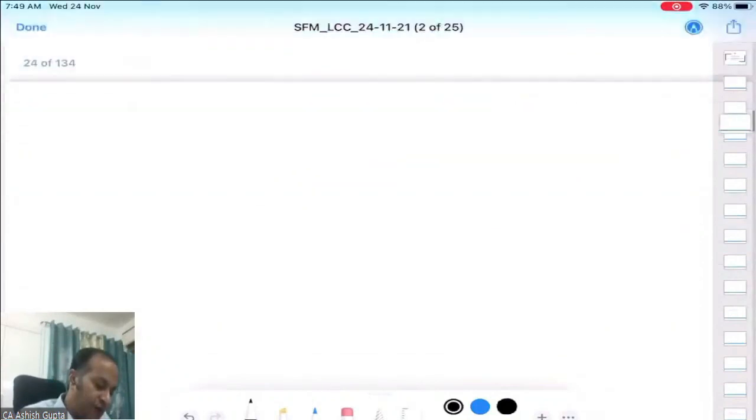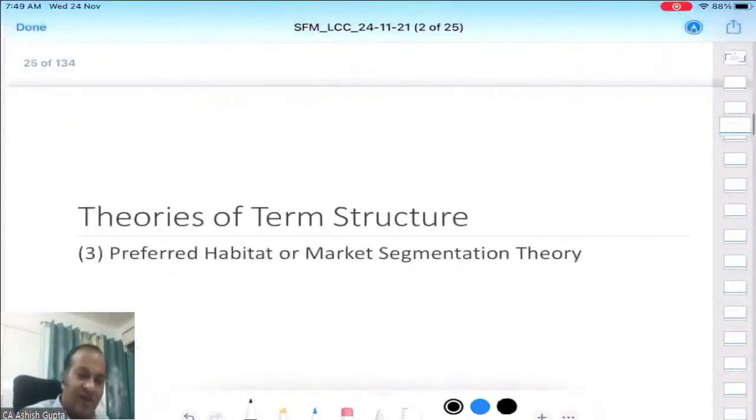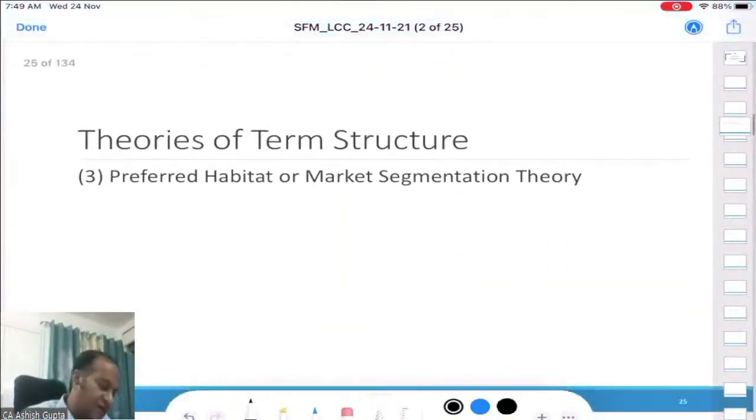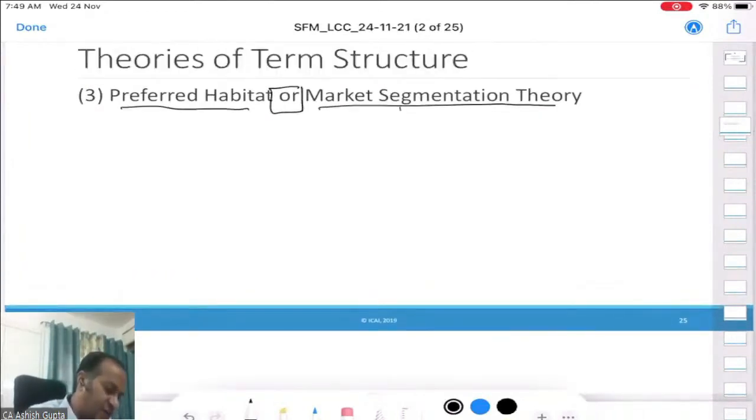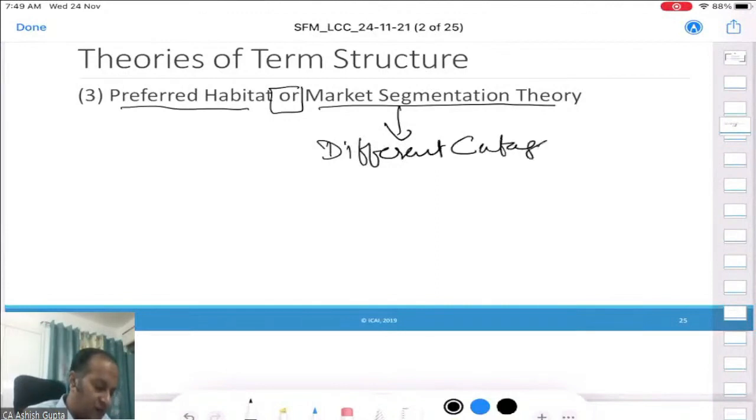So I hope the expectation theory as well as your liquidity preference theory must be clear to the students. Now I am coming to another version, that is preferred habitat and the market segmentation. Actually, students, although these theories are normally used combinedly, I just show you some small differences. As per market segmentation theory, it says that different kinds of investor choices, different categories of investors.